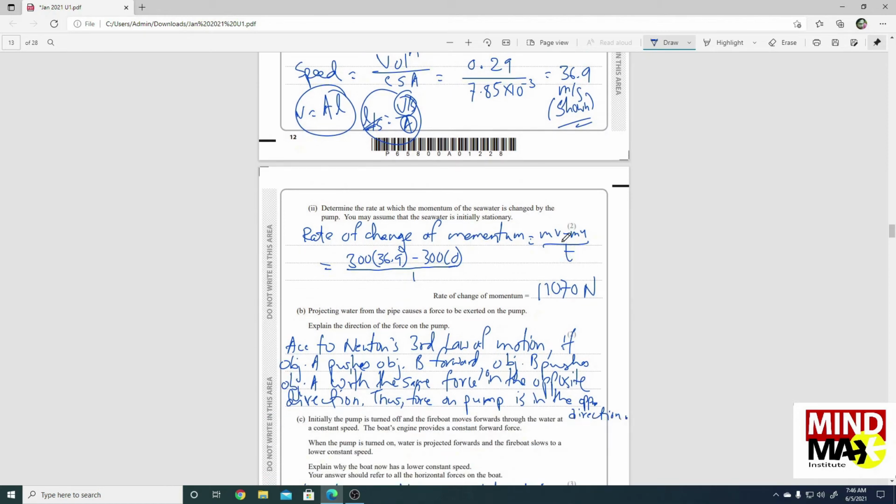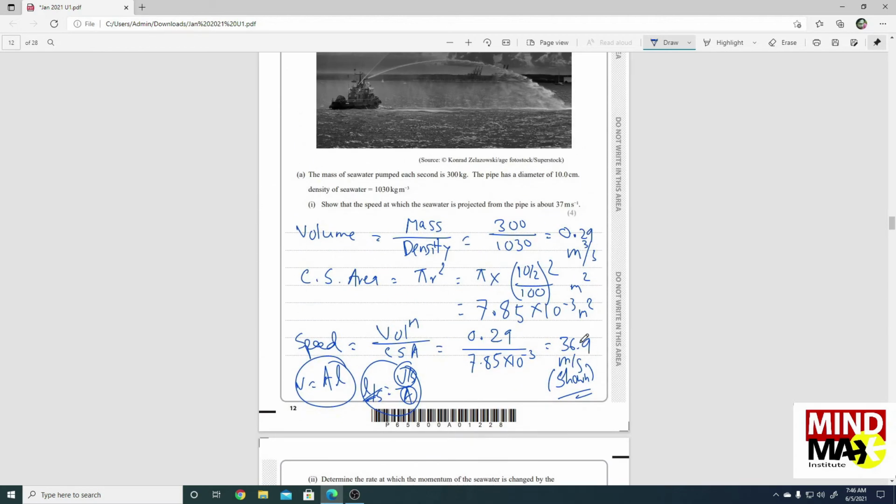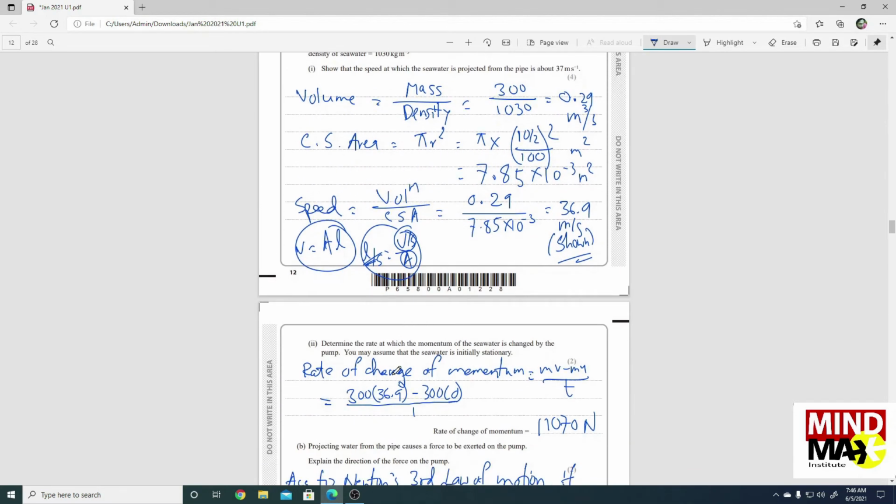The only thing that we have to bother about is the change of momentum at the top. So change of momentum is how much? Final momentum minus starting momentum. Final momentum was, here the final momentum was what? Final velocity was 36.9. So we put it here. And the initial velocity was how much?